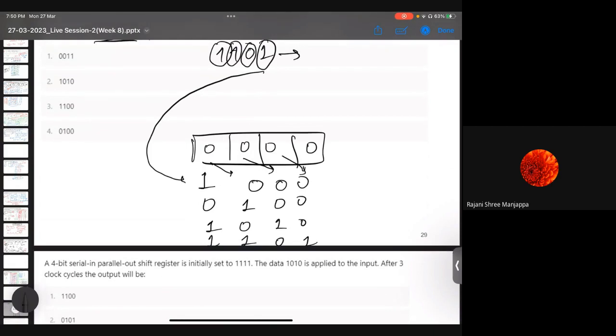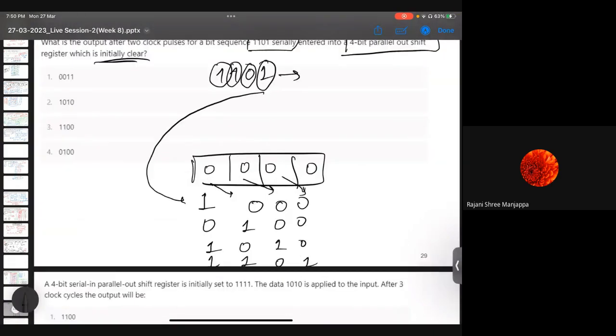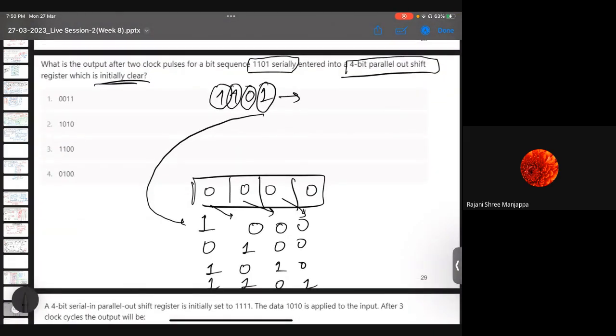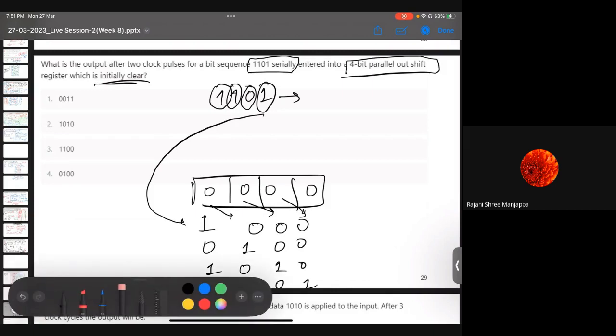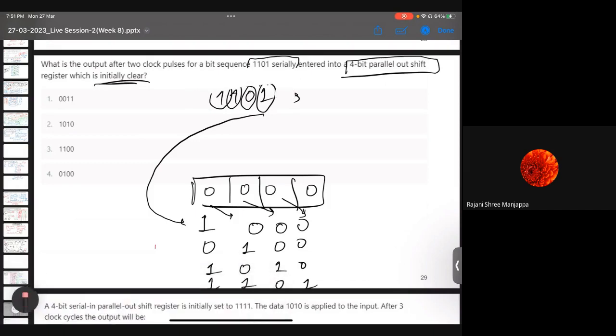Is it fine? Any doubts in this? Last state, which one gets inserted in MSB, sir? Right, leftmost. I think that is 0. So if you see, it is 1 1 0 1. This 1 is getting inserted here, this 0 is getting inserted here, this 1 is getting inserted here, and this 1 is getting inserted here. So this is the first clock pulse, second, then third, and then fourth.